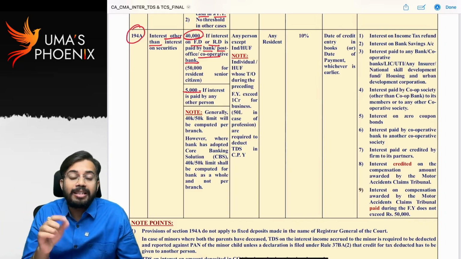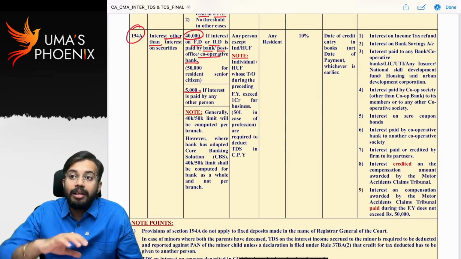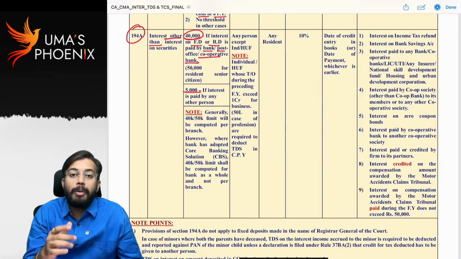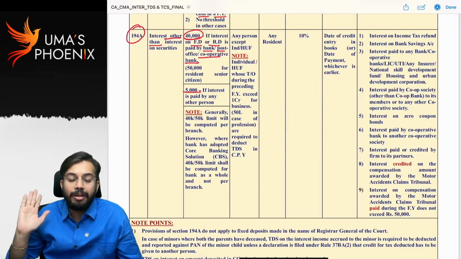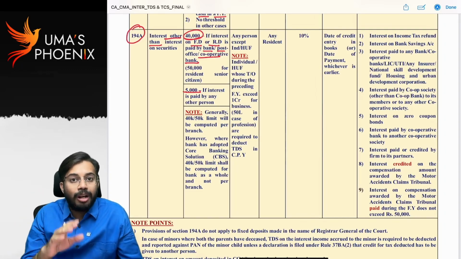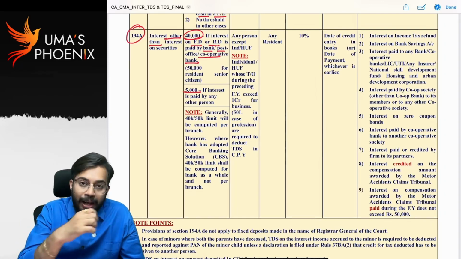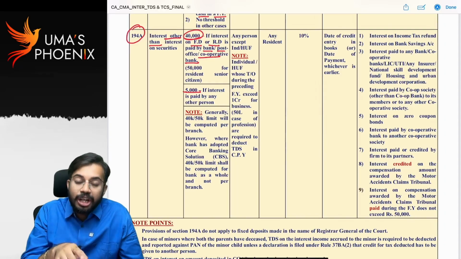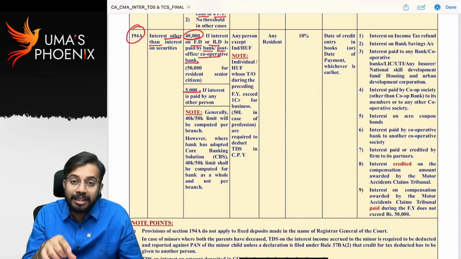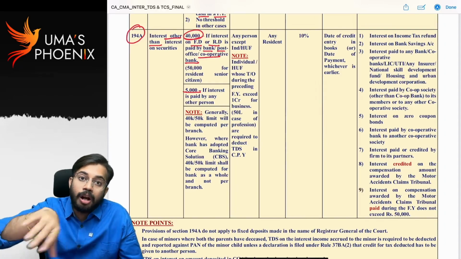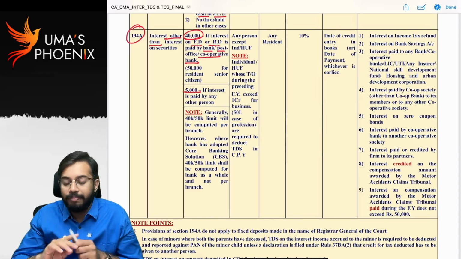So if the bank has core banking solution software, then if the amount of interest across all branches together is more than 40,000 or 50,000, TDS is required to be deducted. That means the 40,000 or 50,000 limit is to be calculated per branch if CBS software is not there. If CBS software is there, the 40,000 or 50,000 limit is to be calculated for all branches together. Is it clear? Next.